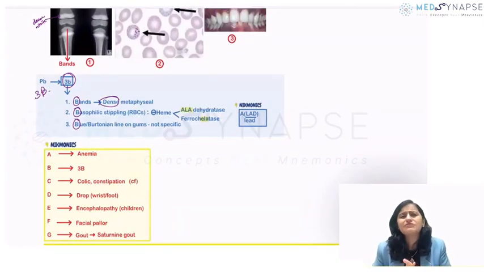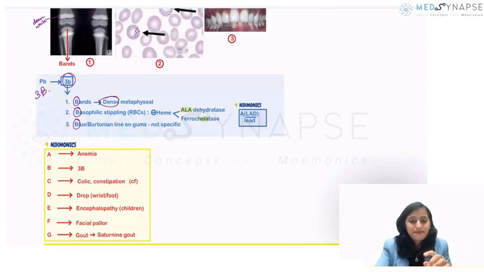Why do you get basophilic stippling? In which other anemia do you get that basophilic stippling appearance? Yes, Venkat Lakshmi, we are going to do that.